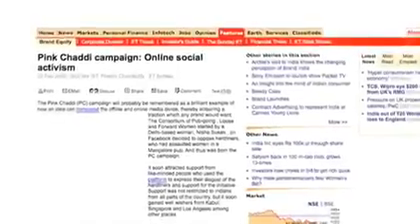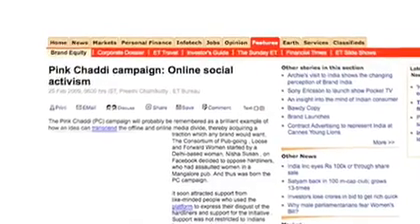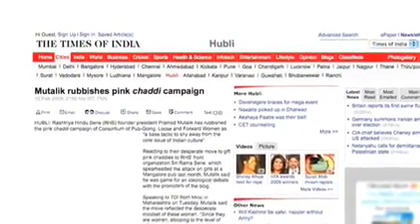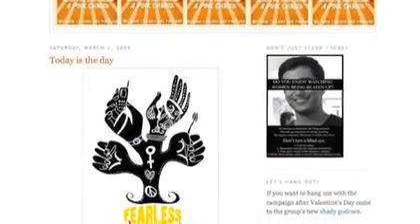The Pink Chaddi campaign or the Pink Panties campaign has definitely been successful in my opinion because it has allowed for a space in which a conversation has happened between ordinary people and the Hindu right, which is not always possible. It is a non-violent response, and it's not about beating up people who are involved in the campaign, which is very often what happens, that there is a violent response.